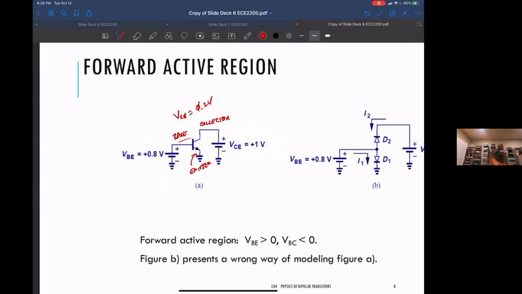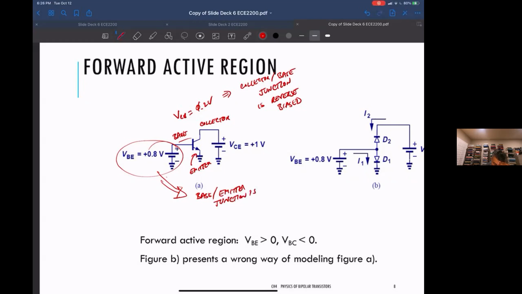So this means that the collector-base junction is reverse biased, and this means that the base-emitter junction is forward biased.